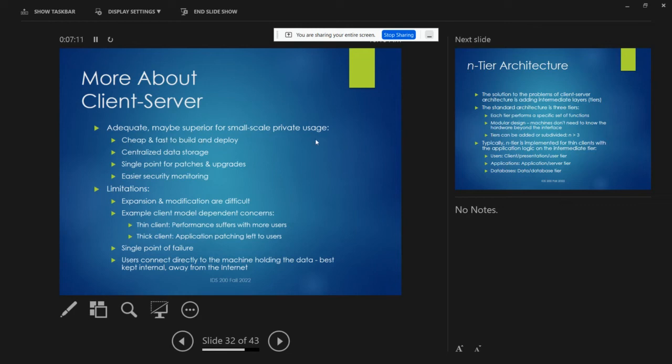So again, if you're doing small scale private usage, it might be okay. It might be even better than one of these more flexible systems. Why? Because it's cheap and fast to build and deploy, right? You can just buy a server, buy some cables, your clients show up and use it. The data is all stored in one point, so you don't have to worry about replication issues and keeping track of that. There's only one point for patches and upgrades, right? If something has to be upgraded on the server, boom, it's done in one place, and when it's done, it's done. And even though it has some security risks, monitoring security is easier because, right, there's a fairly simple set of connections and access points that you got to manage.